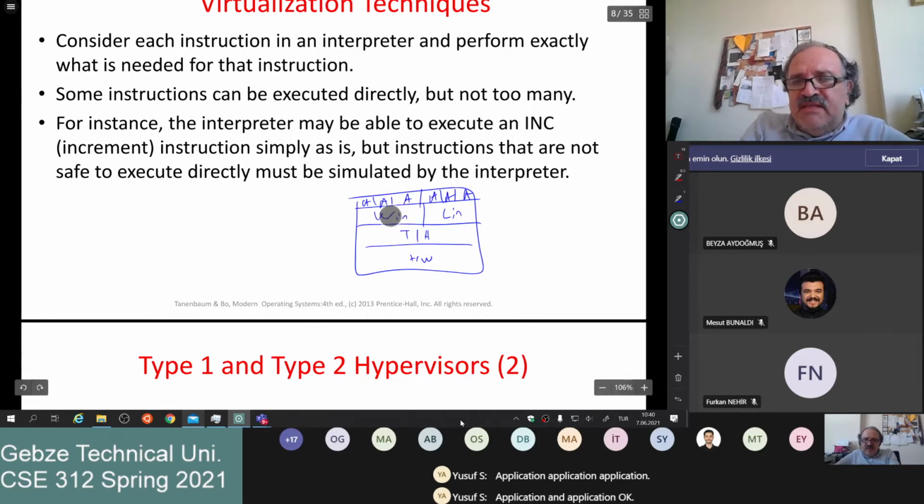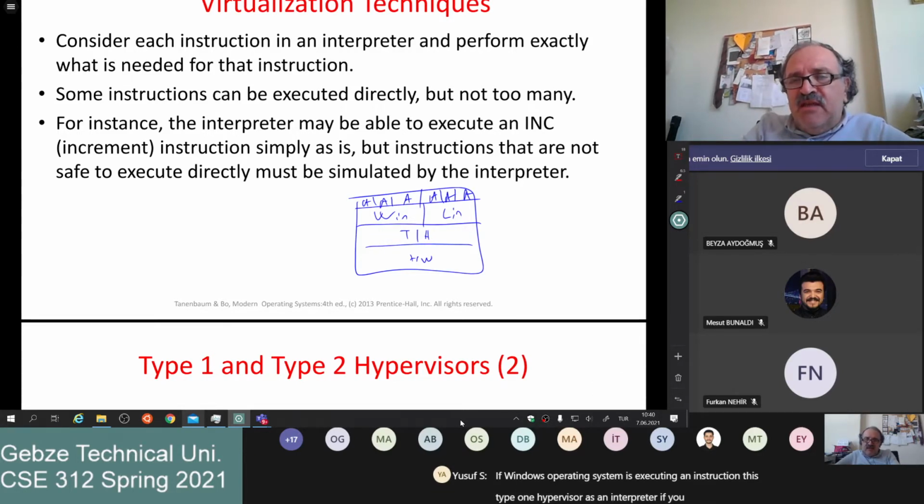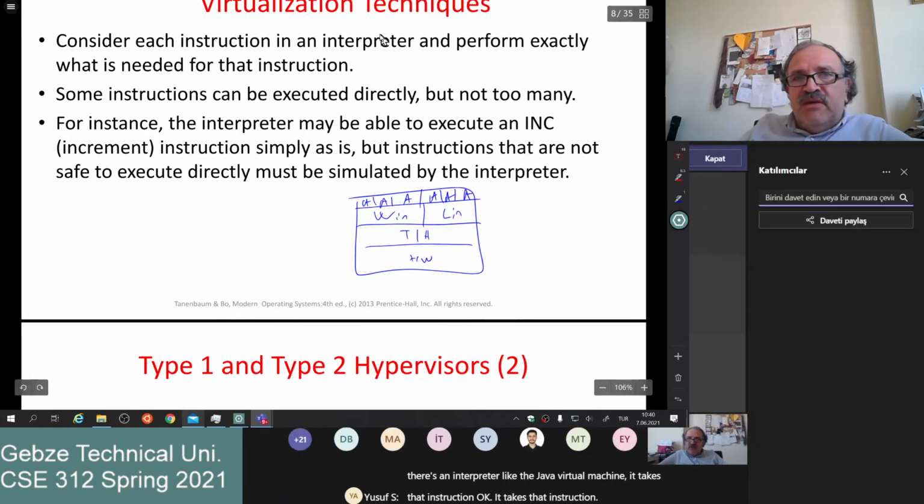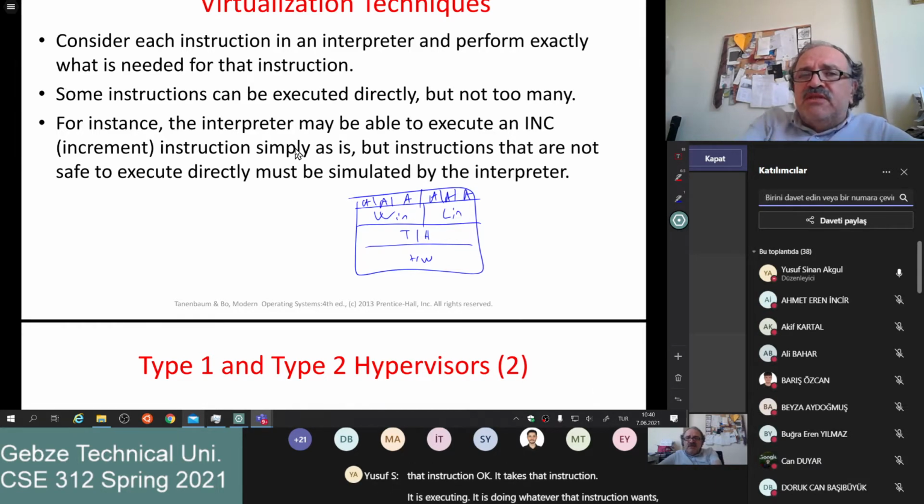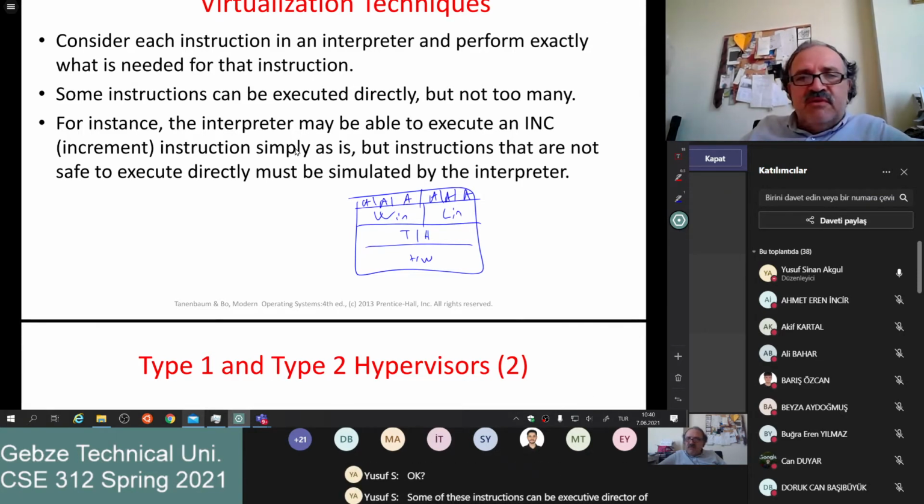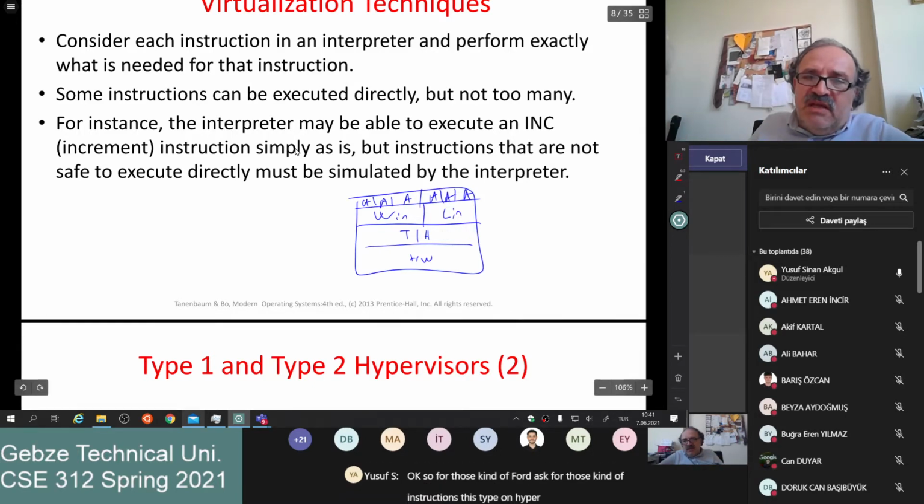If the Windows operating system is executing an instruction, this type 1 hypervisor, as an interpreter, like the Java virtual machine, takes that instruction and interprets it. What do I mean by interpret? It is doing whatever that instruction wants. Some of these instructions can be executed directly on the hardware, because you don't have to do anything about, say, an increment instruction. If an application tries to increment a register, that's fine. For those kinds of instructions, this type 1 hypervisor doesn't do anything at all.